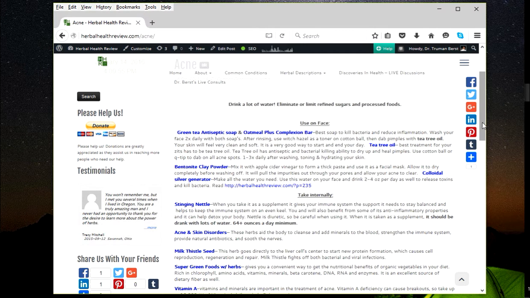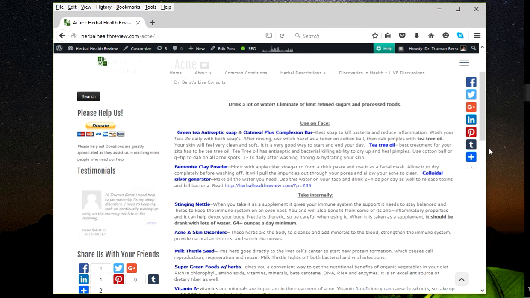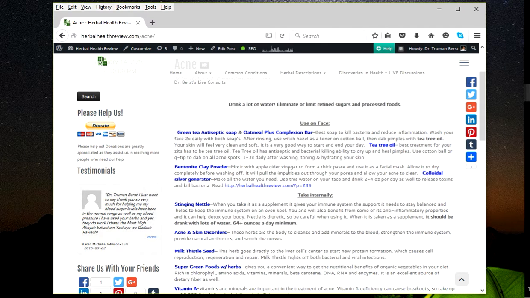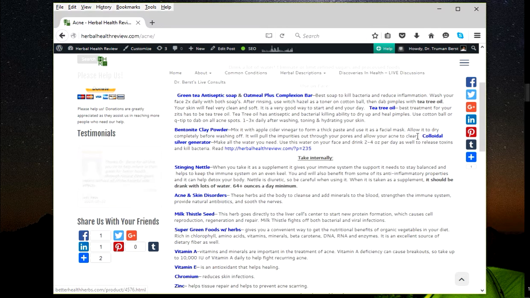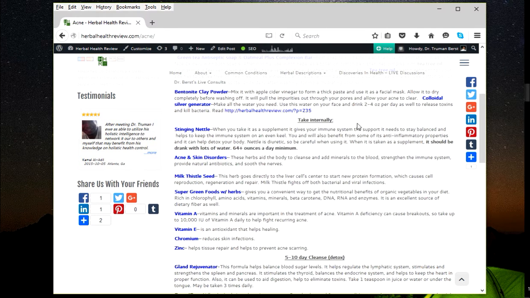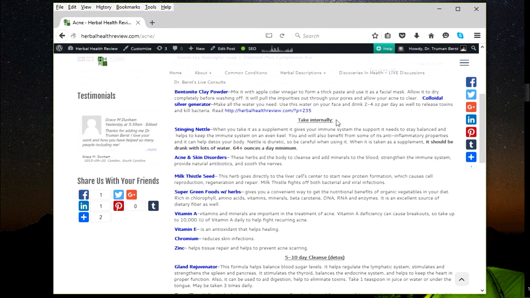It talks about green tea antiseptic soap and oatmeal plus complexion soap to kill bacteria and reduce inflammation. It talks about tea tree oil for acne. These are some of the top things. Bentonite clay powder, you can make a mask out of it. And you can even make it with apple cider vinegar. And wow, talk about pull everything out of your face. You practically wind up with a new face. And colloidal silver water generator, again, there's that water. It kills all the unfriendly bacteria and whatever is on your face that's causing that acne.